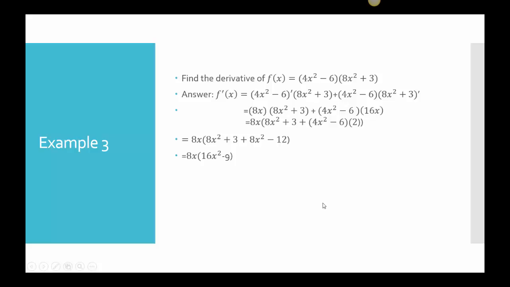All right, so once again, my plan of attack is take the derivative of 4x squared minus 6, leave x squared plus 3 alone, then switch it. 4x squared minus 6 stays. 8x squared plus 3, I'm going to take the derivative. Okay, 4x squared minus 6, derivative is 8x. Nothing happened. x squared plus 3, left alone. This derivative, 8x squared plus 3, is 16x.